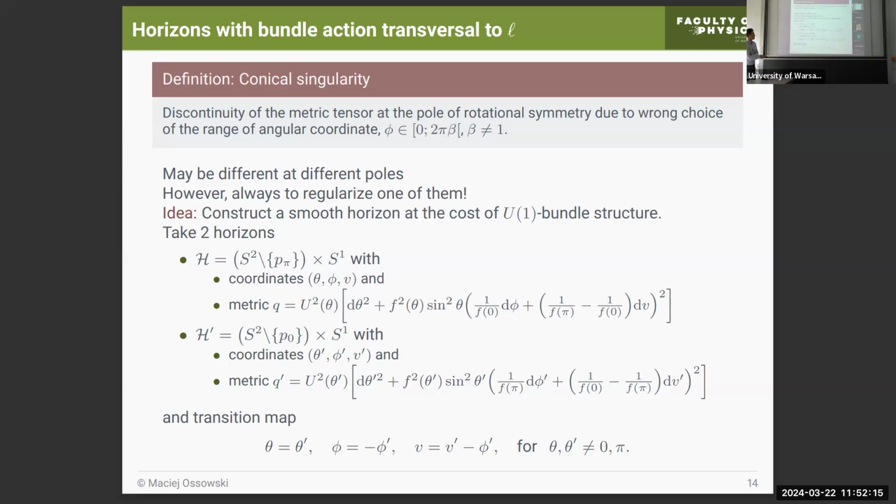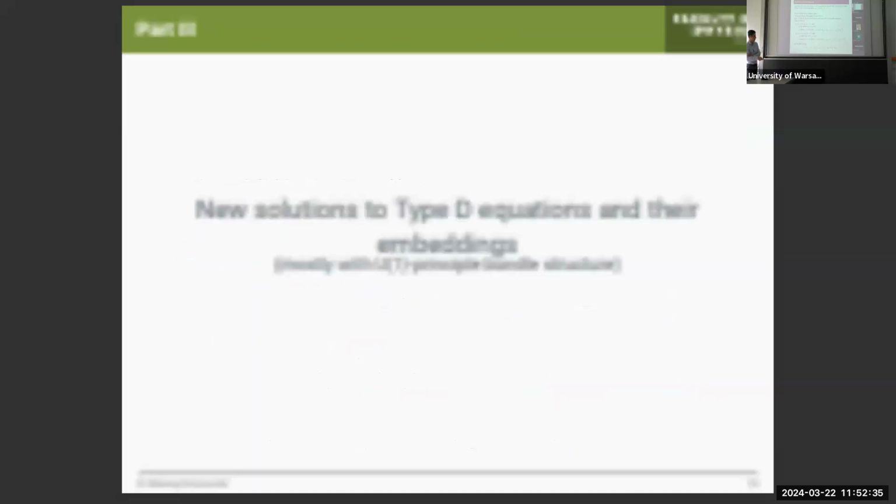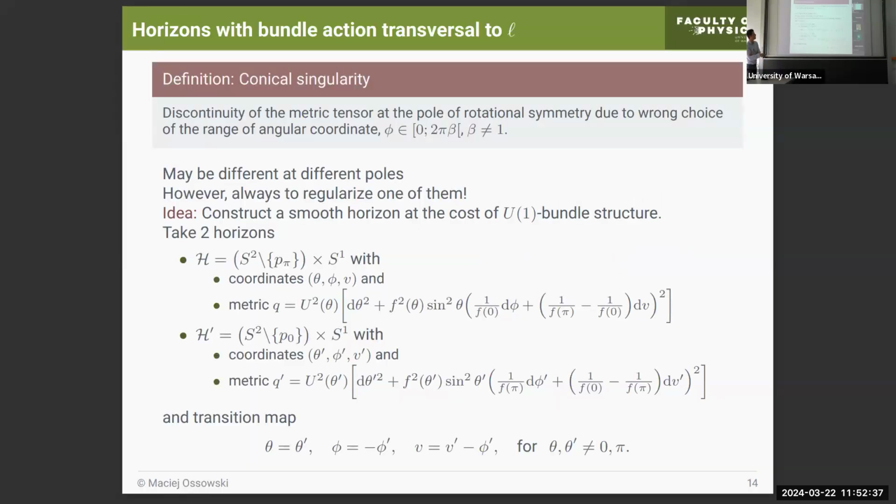You take the other patch where the situation is the opposite. So the other part is non-singular. The other pole is non-singular. And we impose this transition map between those two parts. And this should be familiar already, especially this third one, because this is essentially the Misner transition map that I have shown for Kerr-NAT ADS spacetimes.